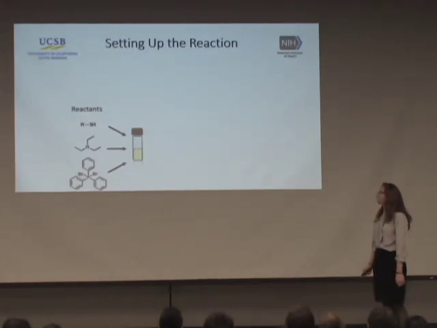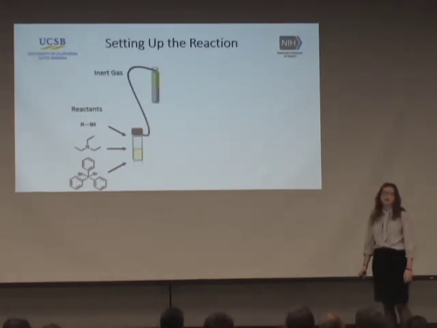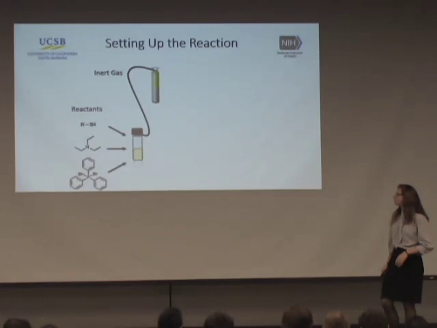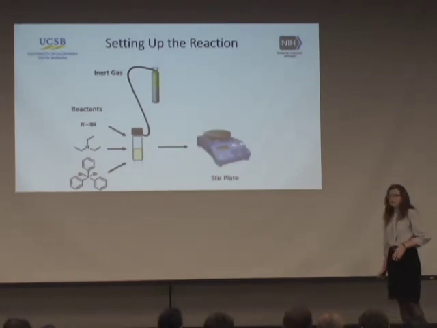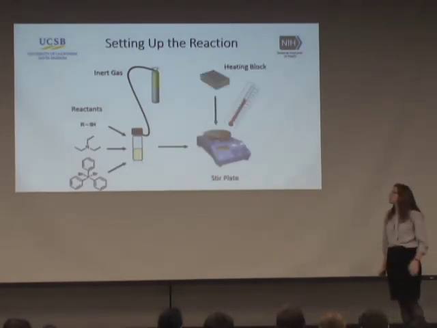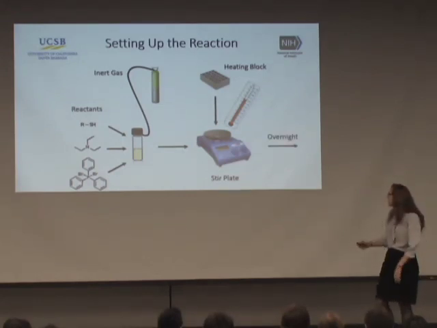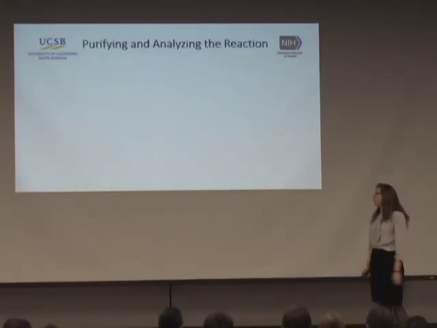We put them in a vial and put it under an inert atmosphere, because the oxygen in the air can react with our reagents and essentially stop the reaction from happening. Then we put this on a stir plate. If we are using elevated temperatures, we use a heating block, and then we let it sit overnight to fully react. In the morning we come back and we need to purify our product.